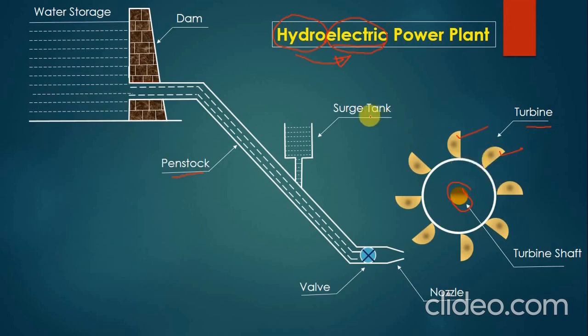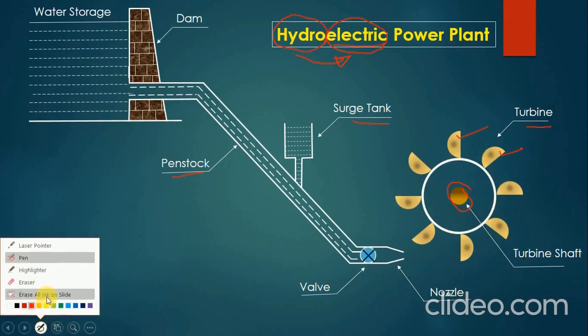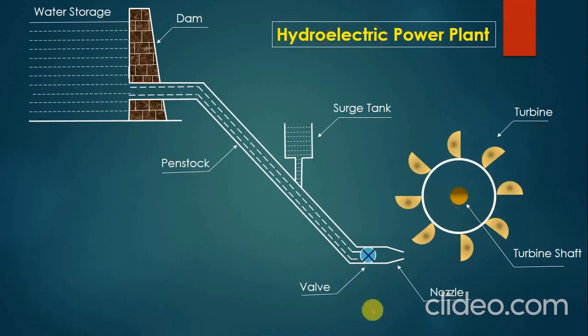Okay, there is one more part, that's what is called the surge tank. The function of the surge tank we'll see later on. So we have seen what is dam, what is penstock, what is valve, what is nozzle, what is turbine. Now let's go for understanding the working of this, how it will work.